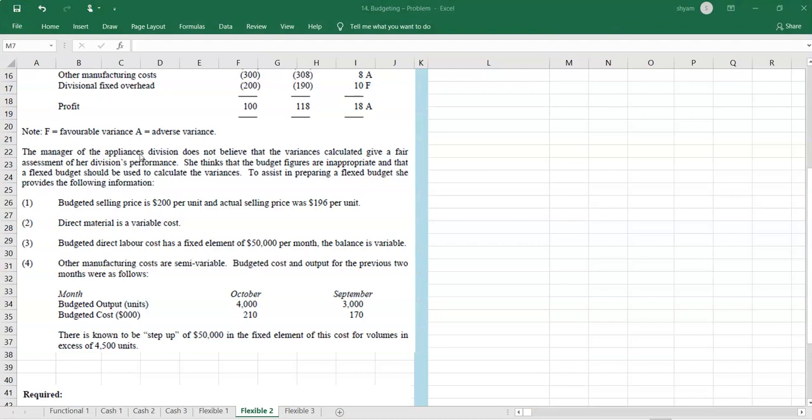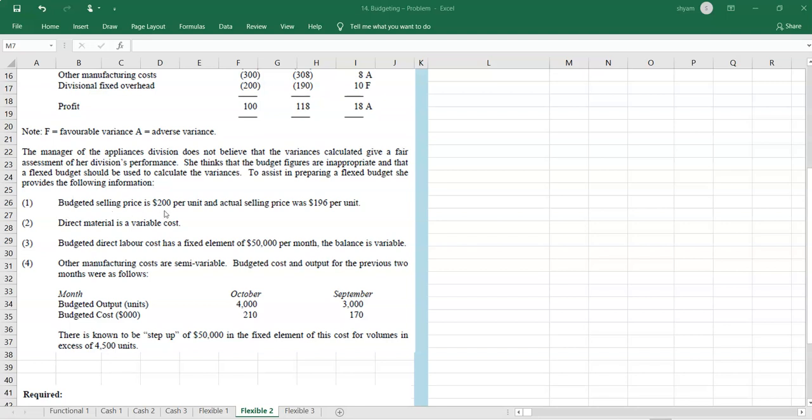So the manager of the appliances division does not believe that the variances calculated give a fair assessment of her division's performance. She thinks that the budget figures are inappropriate and that a flexed budget should be used to calculate the variances. To assist in preparing a flexed budget, she provides the following information. So these are the following information.